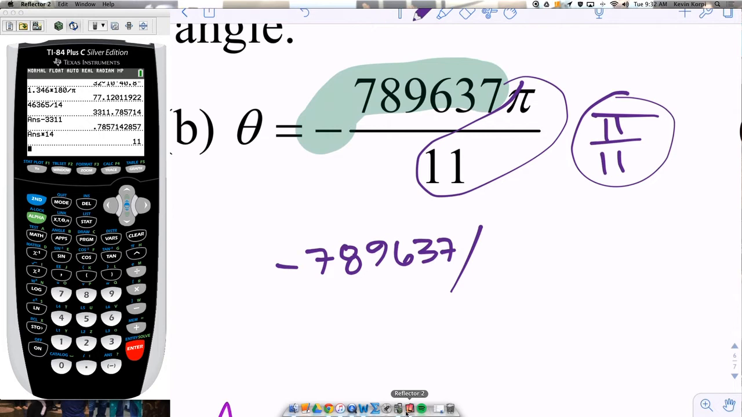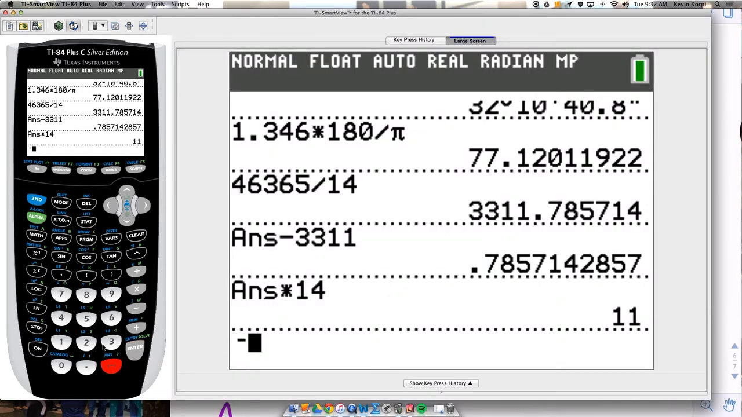How many pi 11ths are in a full rotation? 22. So if you take the coefficient with the negative there, remember, and divide by twice the denominator, that's going to tell you how many full rotations. If you divide by the denominator, you are only going to be figuring out the number of half rotations, which is not going to necessarily give you the correct answer. So you got to be careful. 789,637 with a negative. We'll divide it by 22.